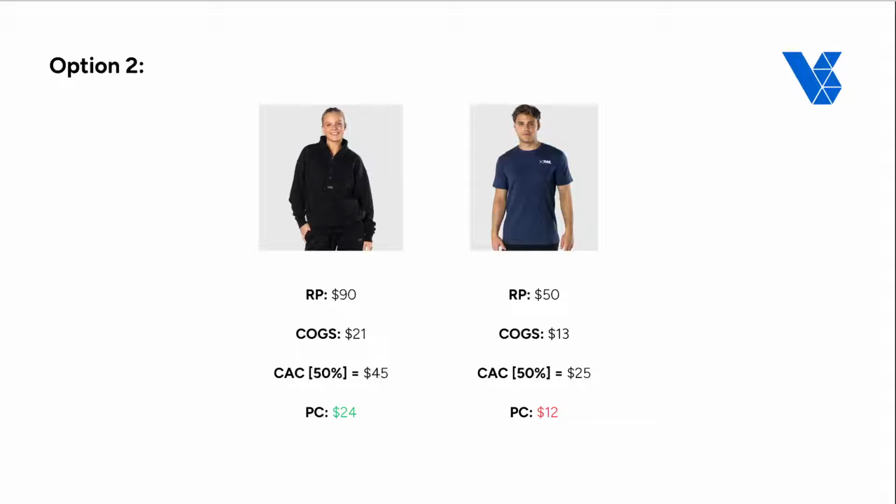And let me minimize my camera here so you can see everything that I'm about to run through. You have one product that's a hoodie. It has a price of $90, COGS of 21, and we have a blended CAC target or a blended ROAS target of 2, which is a 50% CAC, which means $45 in CAC. Profit contribution of this product is 24. Comparatively on the t-shirt, we have a profit contribution of $12. And so as a business, we would prefer to sell this product than we would this product, as it drives more profit contribution per unit that we're moving.